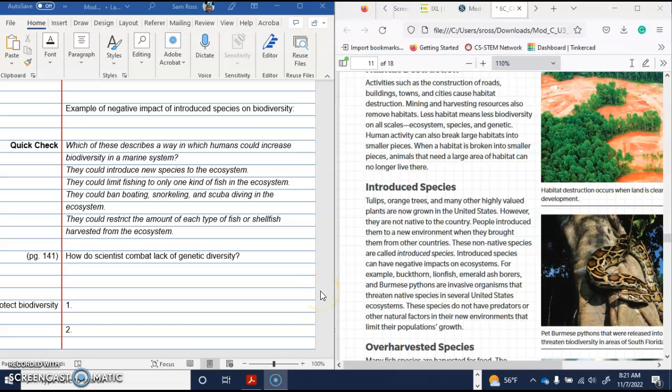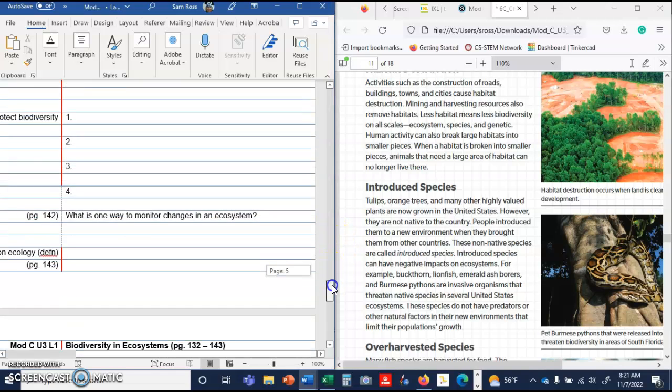So here's a quick check question. Which of these describes a way in which humans could increase biodiversity in a marine system? Okay, and the answer is going to be they could restrict the amount of each type of fish or shellfish harvested from the ecosystem. Okay.